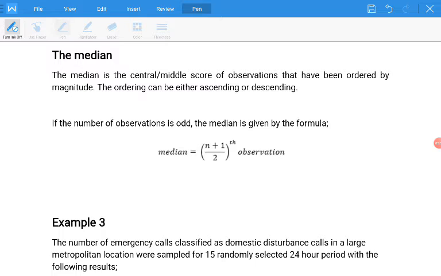The median is the central or middle score of observations that have been ordered by magnitude. The ordering can be either ascending or descending. If the number of the observations is odd, the median is given by the formula. So this is the formula for finding the median. So let's look at an example which is following.